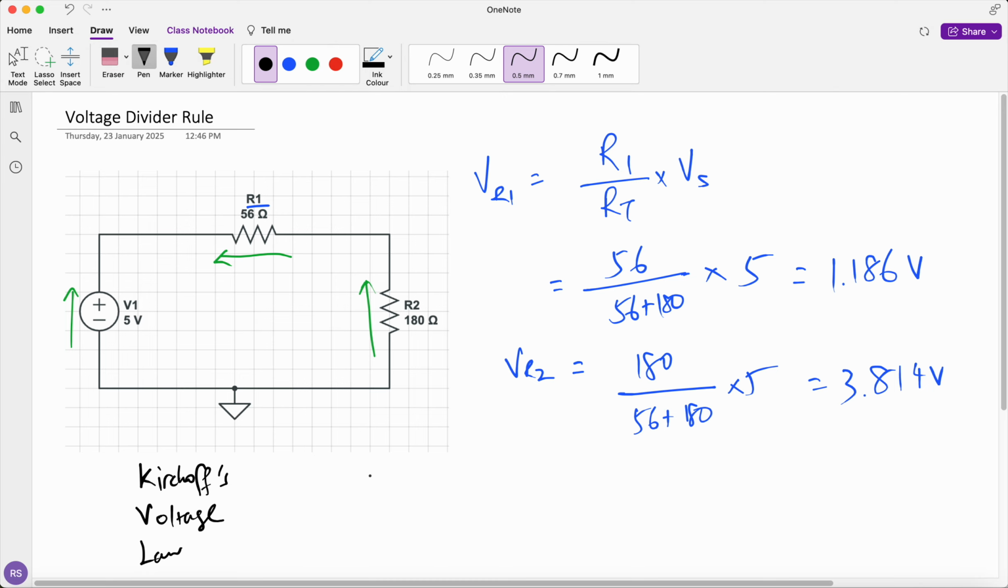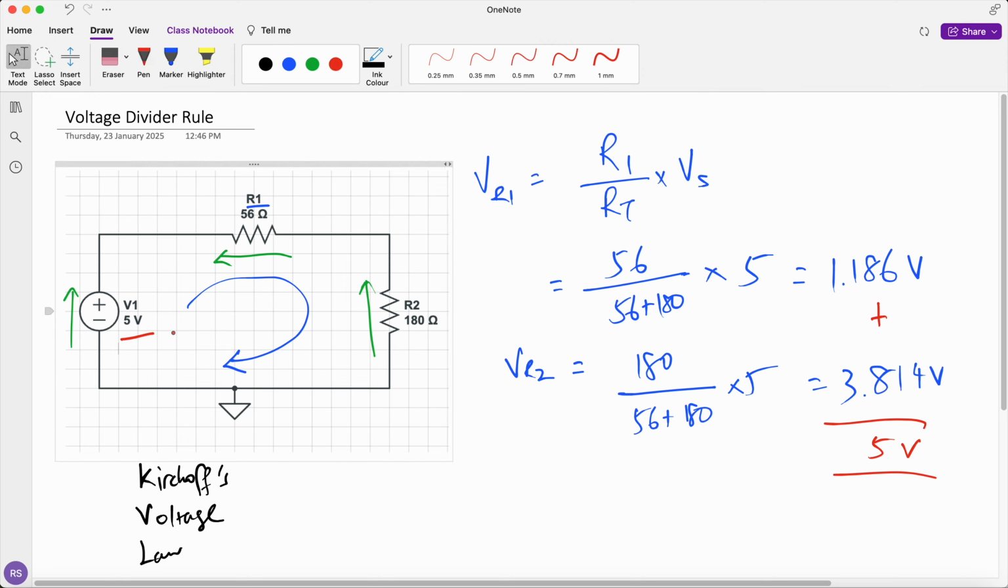Kirchhoff's voltage law says that the source voltage will be equal to the sum of the voltage drops within a loop. If I draw a loop here, I have 5 volts as my source, and this 5 volts will be distributed across the components in this loop. If you add up 1.186 with 3.814, you will see that the sum comes up to 5 volts, which is the supply that we have.